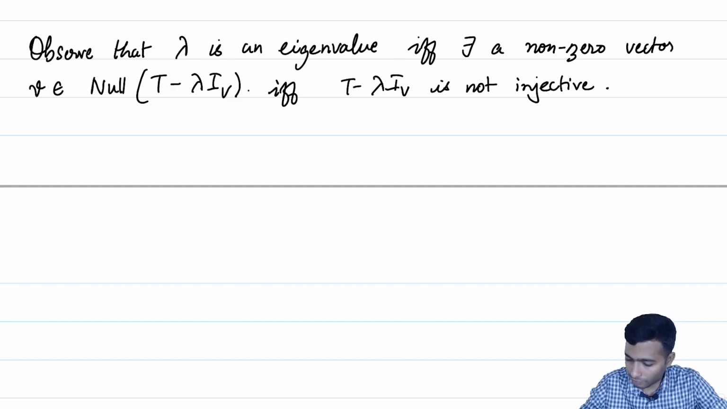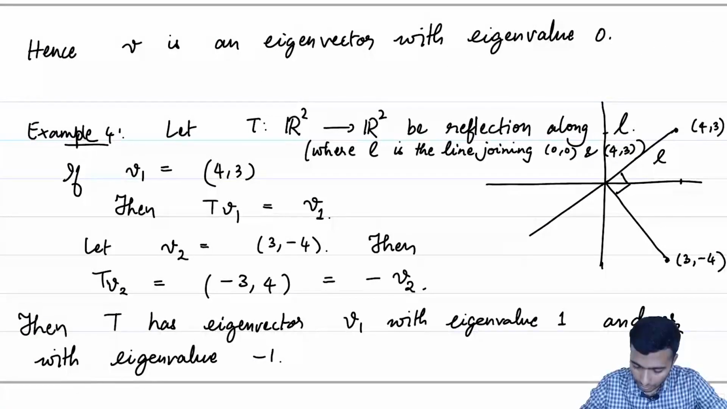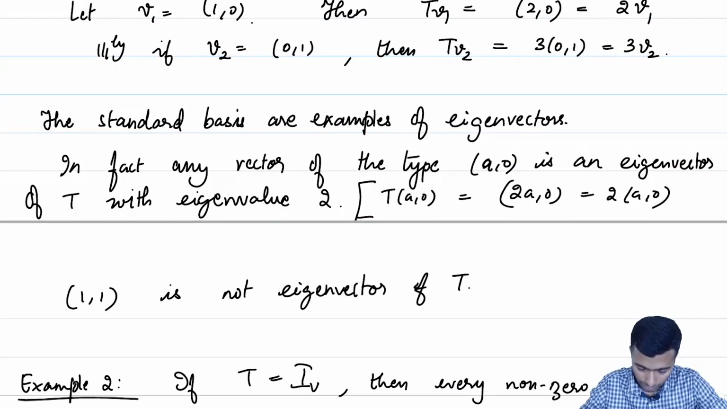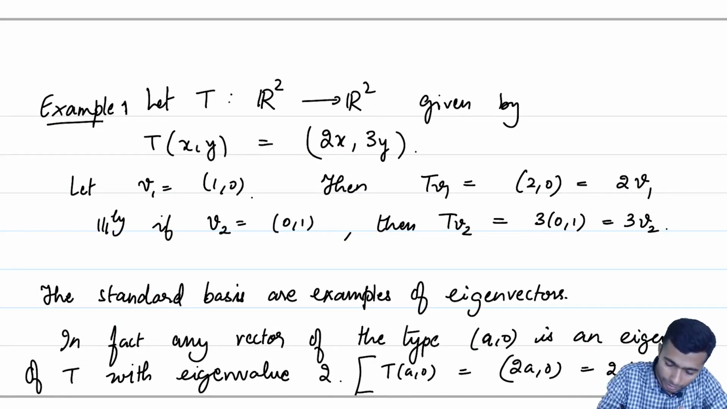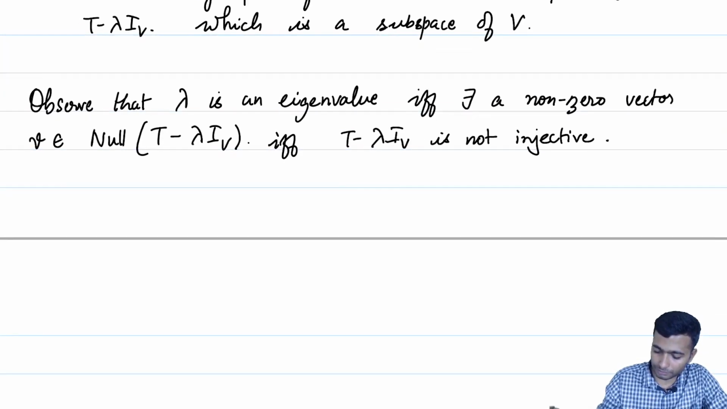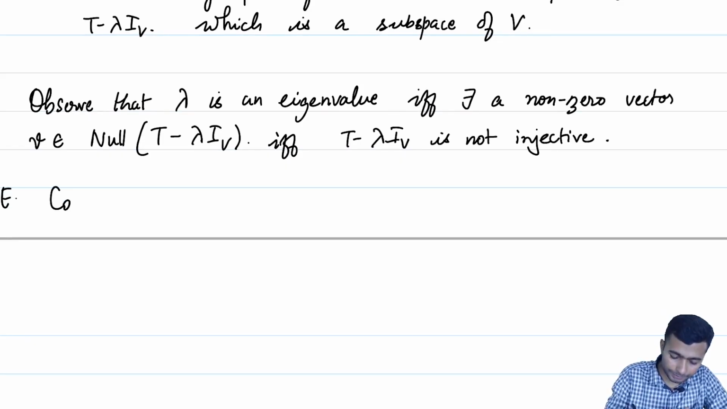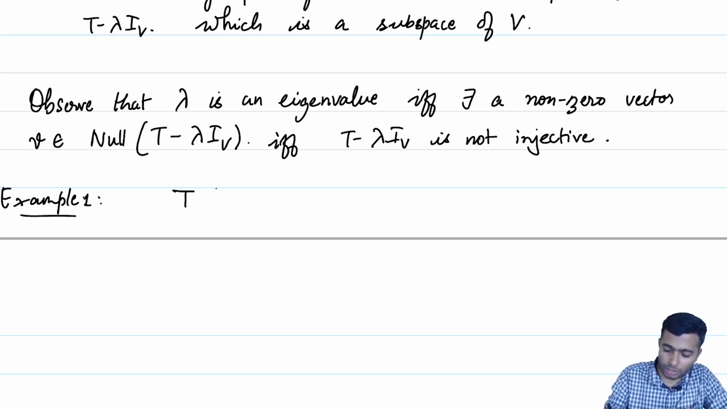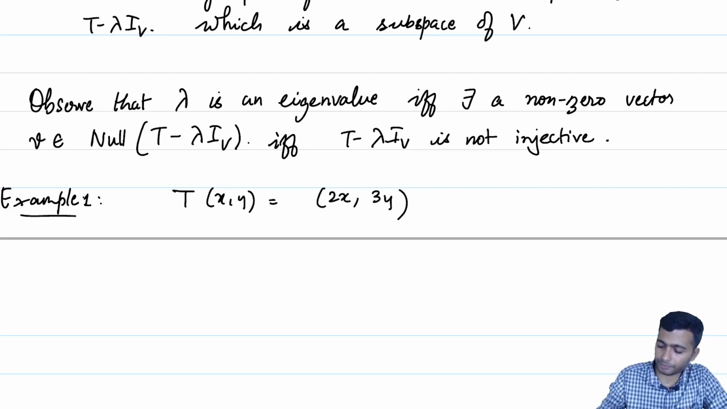For example, let us consider one of the examples we already looked into. Let us maybe consider the first example. I have not put a number, let me put a number here. So, recall that the first example was T of (x, y) equal to (2x, 3y). So, let us come back to this example. So, consider example 1 again, revisited. So, T of (x, y) is equal to (2x, 3y).